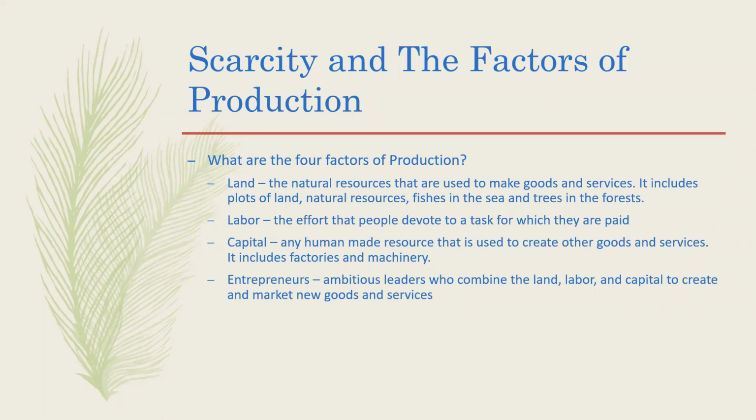Land, which is all the natural resources to make the good or service. It includes plots of land, natural resources, fishes in the sea, and trees in the forest. Labor, which looks at the effort that people devote to a task for which they are paid. Capital, which is any human-made resource that is used to create other goods and services, like, for example, factories and machinery. An entrepreneur, we say that they are those who run the business. They are the ones who are in charge of all the other factors of production.